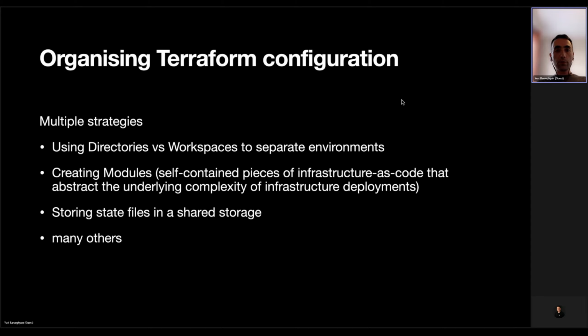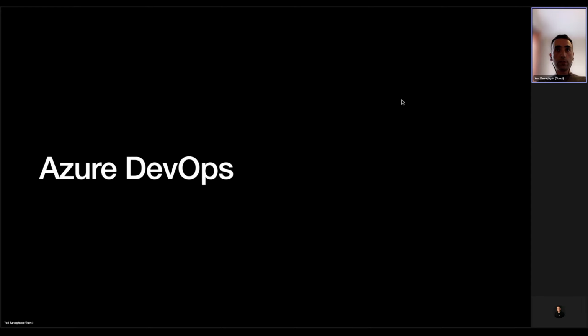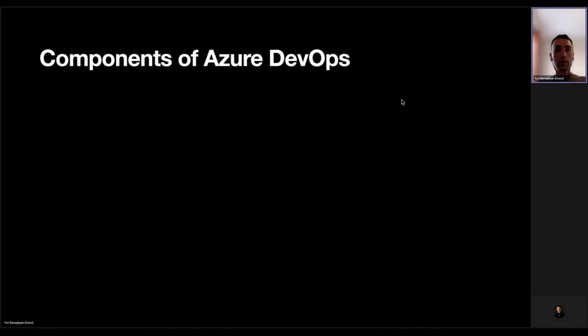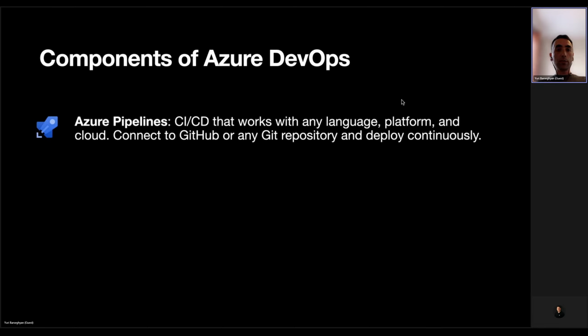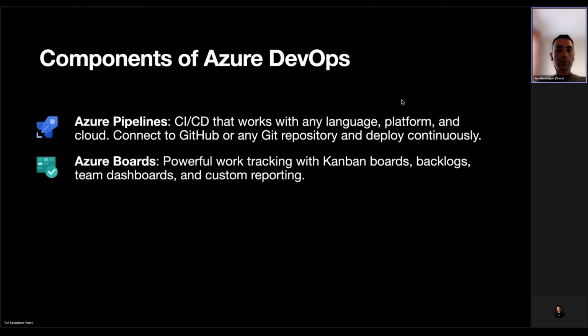So this is about Terraform. I think this should be enough for us. And then we will go into Azure DevOps. Azure DevOps consists of 5 main components. There are Azure Pipelines, which is just the normal CI/CD that you will find anywhere, whoever provides CI/CD. You can connect different repositories, any kind of Git repository, and use any kind of language.